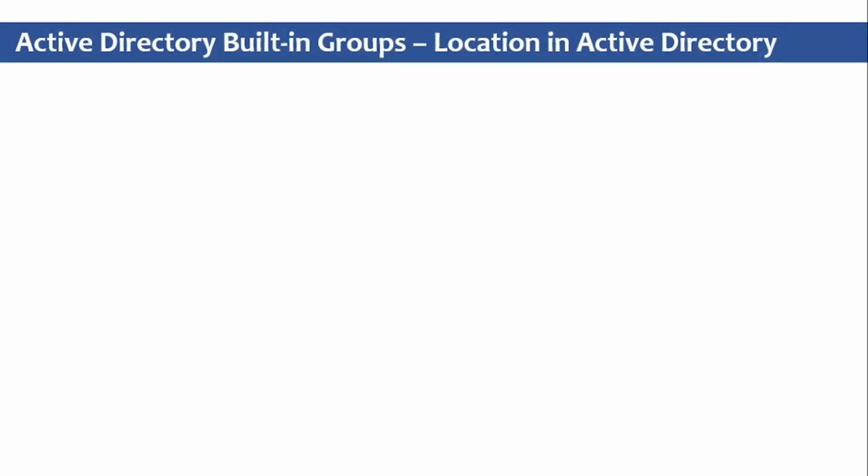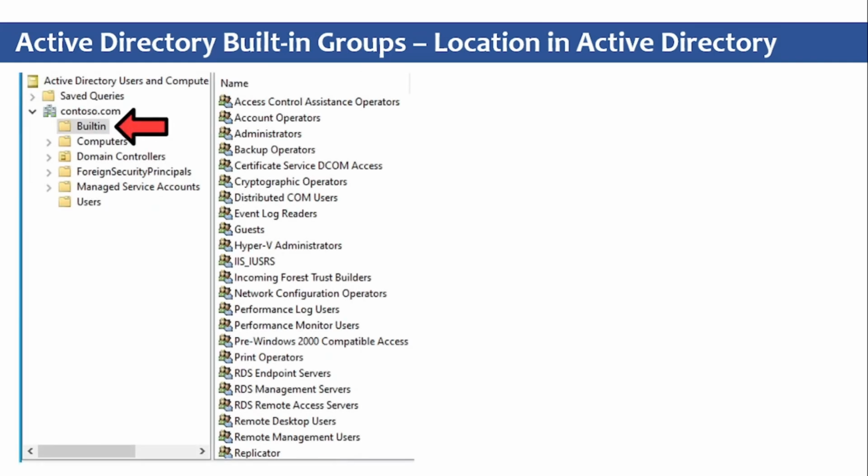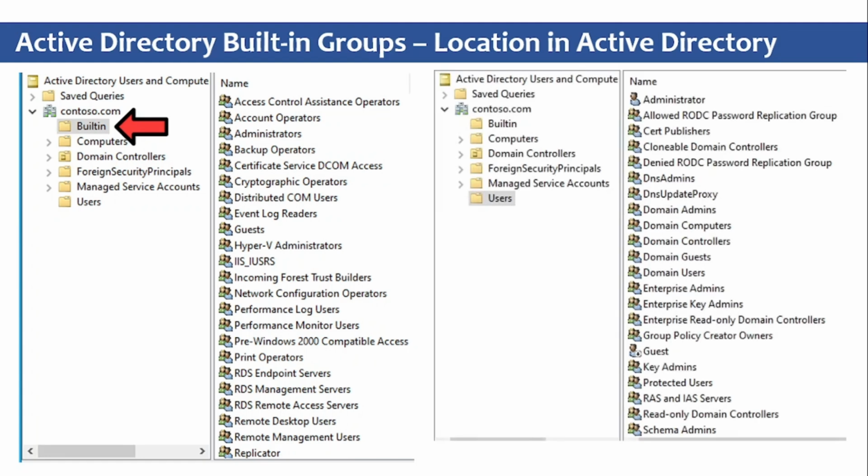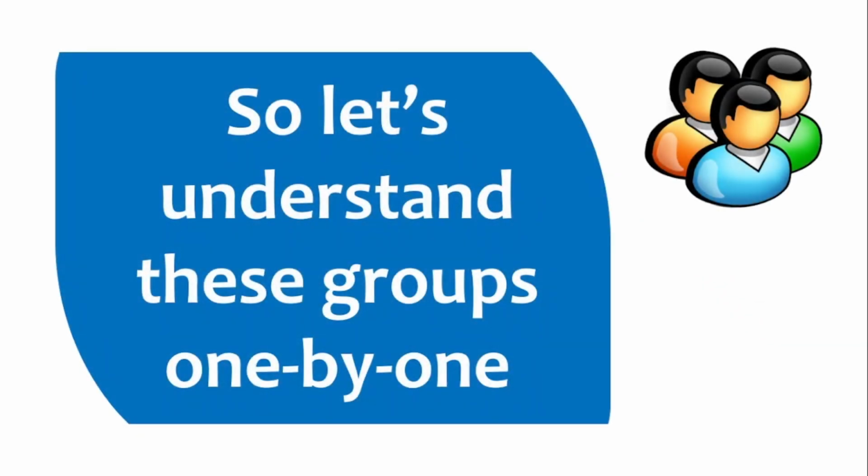So let's look at the location of these groups in Active Directory. These groups are present in the container named Builtin, and they are also present in the container named Users. These are not OUs, okay, these are containers. So these groups are present in these two containers. Let's understand these groups one by one now.